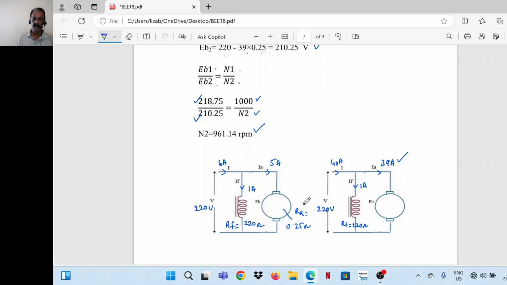So back EMF is to be found out in each case. Input currents are given: first case 6 ampere, second case 40 ampere. So first case armature current is 5 ampere, second case armature current is 39 ampere. So back EMF can be found out in the first case as well as in the second case. Speed here is given, this is 1000 RPM. So speed can be found in the second case. This is 961.14 RPM, N2.